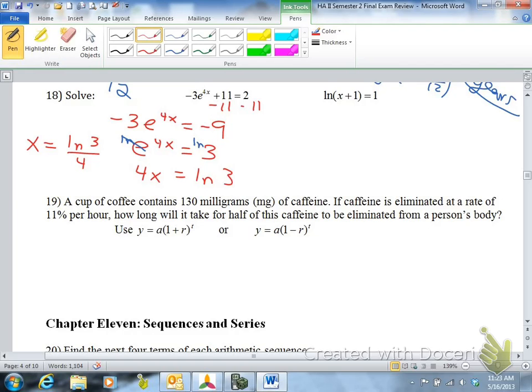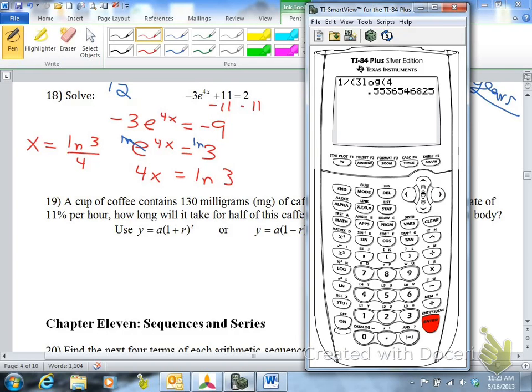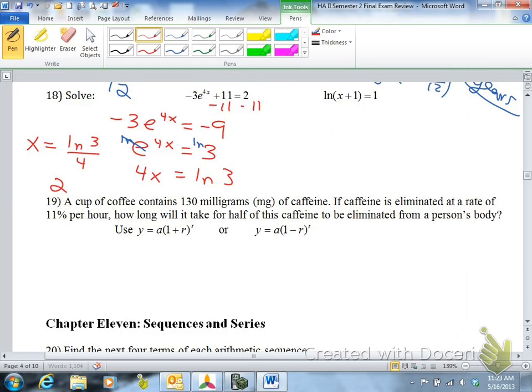Be careful when you type in your calculator. If you want to type it all at once, you need a parenthesis right there. So the answer is 0.2747. And you should write decimal answers. Anytime you have a log or a ln, you should simplify it. Natural log equation, what do you do to solve?